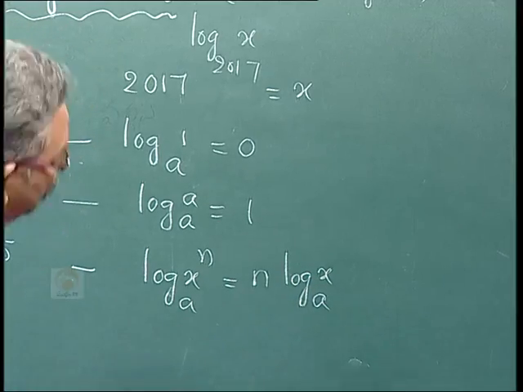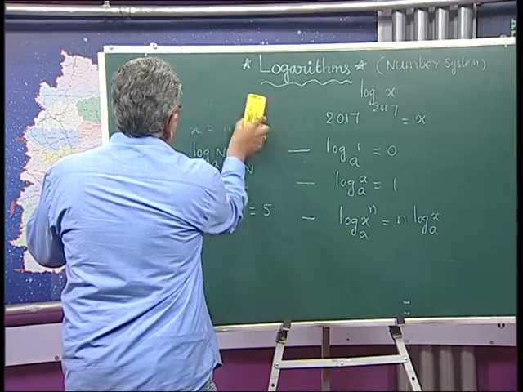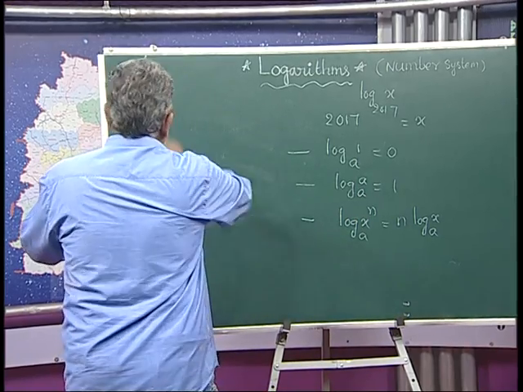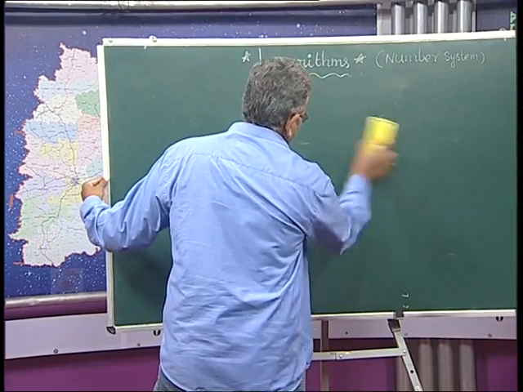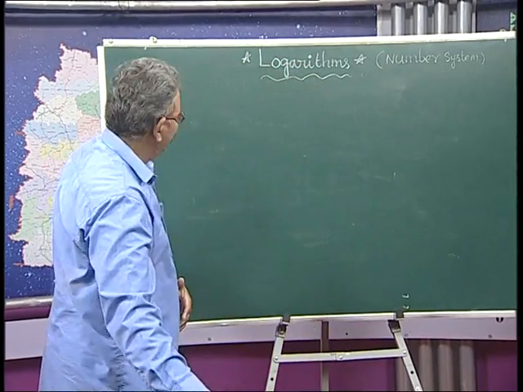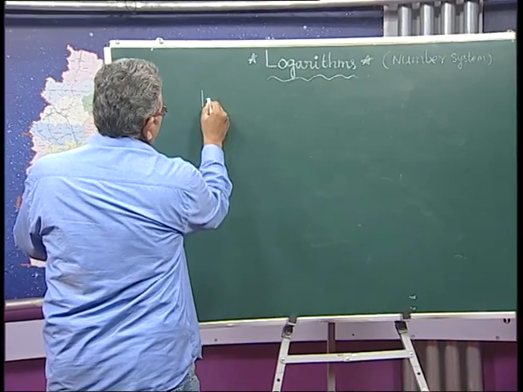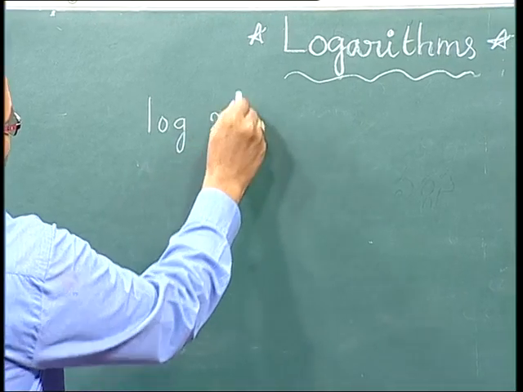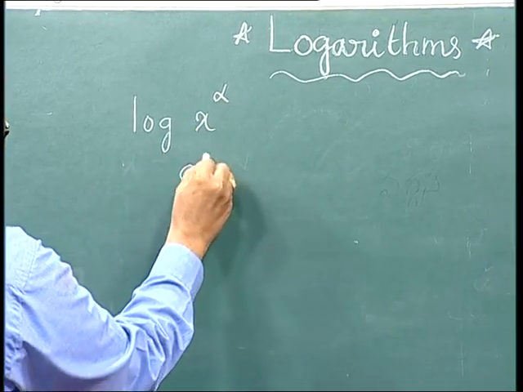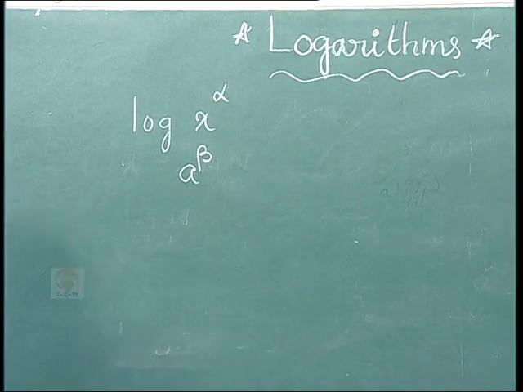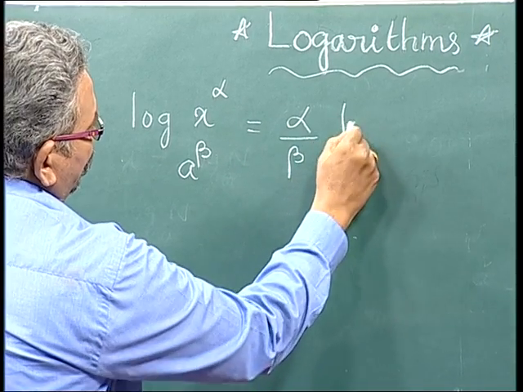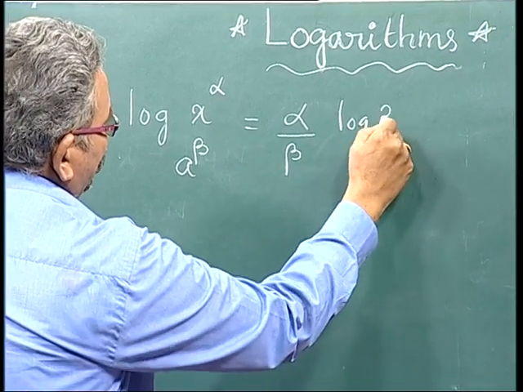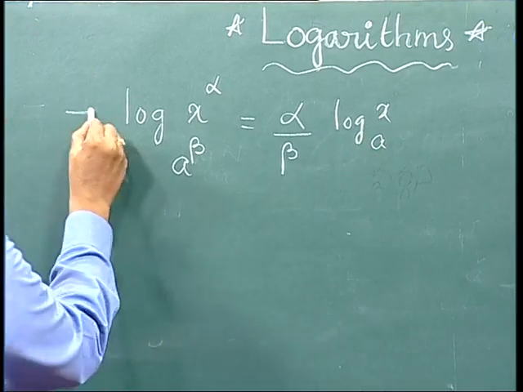Now let us see some more results. Suppose log x to the power of alpha base a to the power of beta. What will this be? This is equal to alpha by beta log x to the base a.